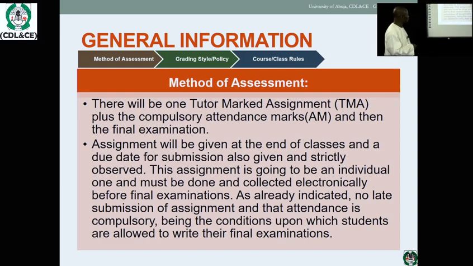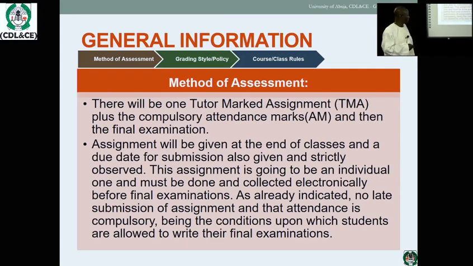So the methods of assessment will be that there will be one tutor marked assignment, just one, plus the compulsory attendance marks, and then of course the final examination. So three bank accounts, academic bank accounts, are going to be open so that we deposit whatever we have and then be able to compare it with where we need to be. Assignments will be given at the end of classes and must be submitted on a due date, strictly.